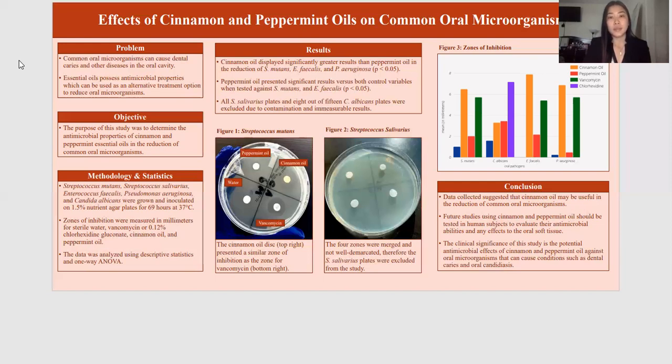The use of cinnamon and peppermint essential oils may allow for a more holistic approach for patients, dental professionals, and dental product manufacturers. Based on this study, are you willing to recommend these essential oils to your patients?